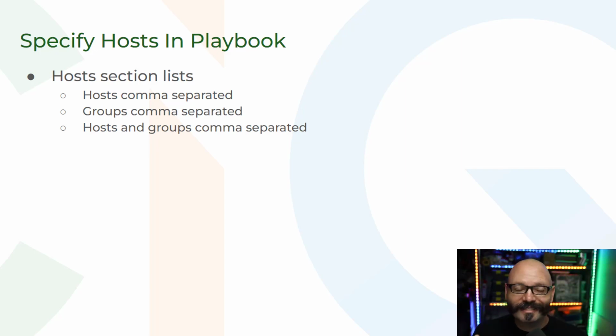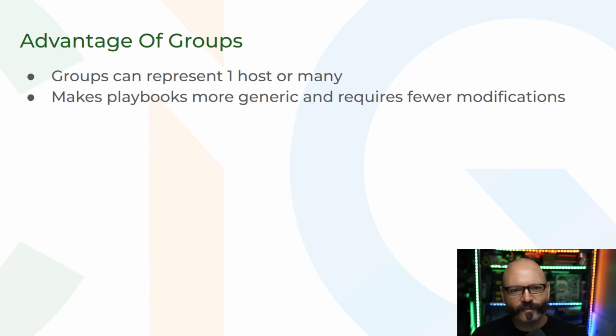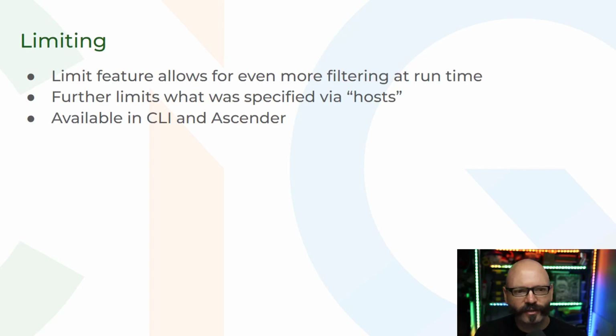Now the host section, again, I said you could put a comma separated list of hosts or groups because you can actually mix and match. So you can have groups and hosts comma separated in there. So it gives you a little bit of flexibility. So groups, again, can represent one host or 1,000 or 10,000. It makes things a little bit simpler in that respect. Also, it makes your playbook more generic, right? If I have just a group name in there, I'm not having to go and edit that playbook over and over. So really good feature there.